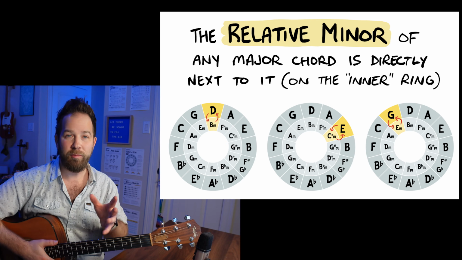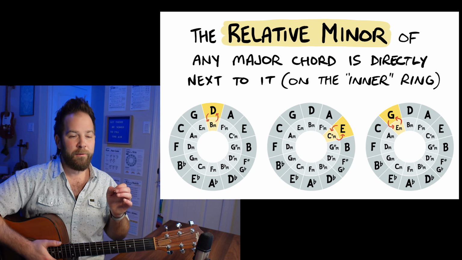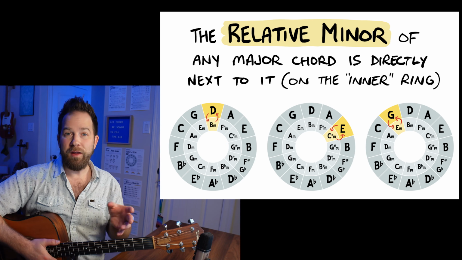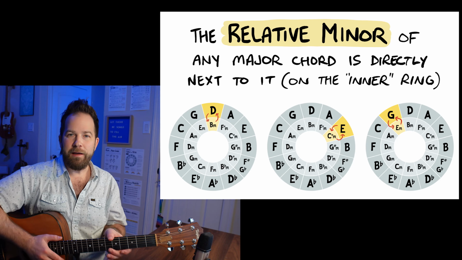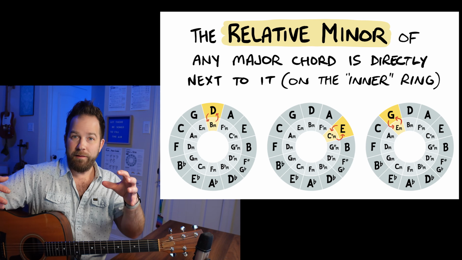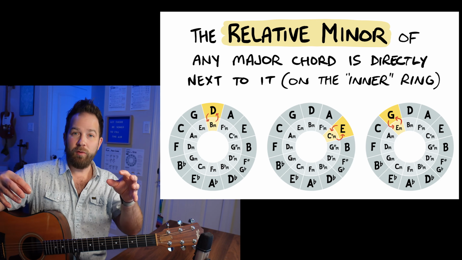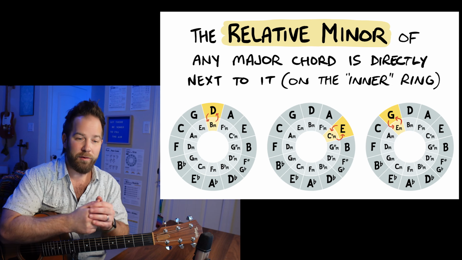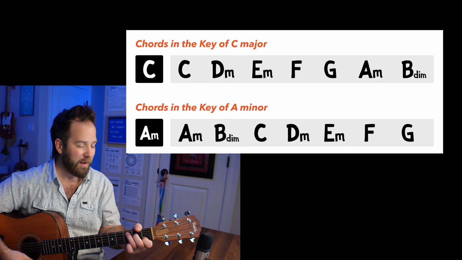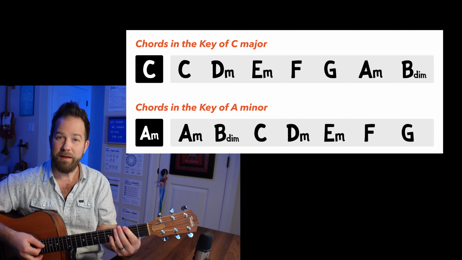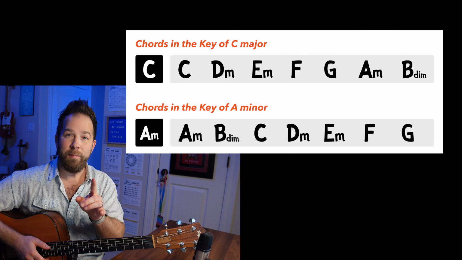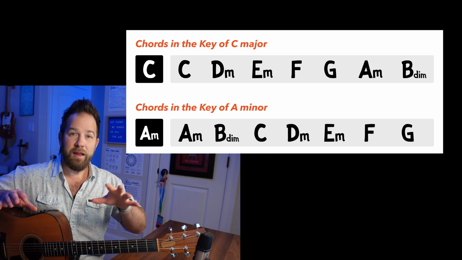Now here's another deal about relative majors and minors. When we get to the chords and the notes in minor keys, which we haven't covered yet, every major key has like a minor twin that has the same notes and the same chords. And you guessed it, it's the relative minor. So the key of C, right, has our C, our D minor, our E minor, our F, our G, our B diminished.